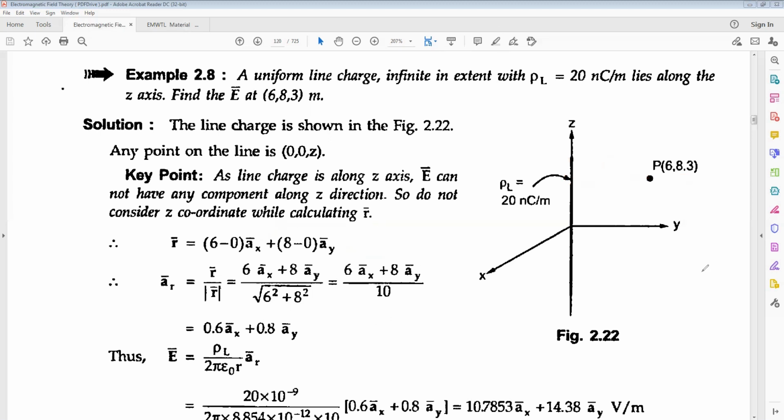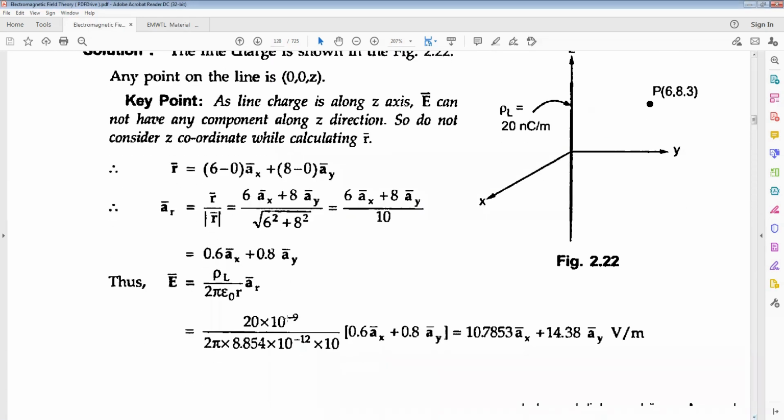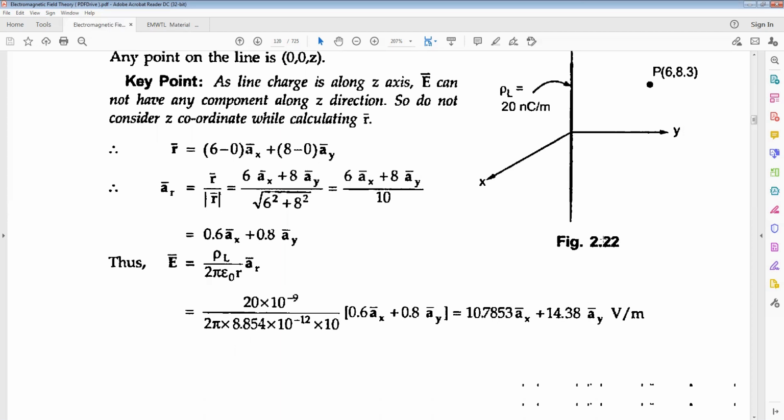Then you can substitute E bar is equal to rho L. What is rho L given? 20 nano, 20 into the power of minus 9, 2 into pi, epsilon naught is 8.854 into the power of minus 12. And R is here the 10 value. So actually the R square, to find the electric field intensity, for the normal point charge. What is for the infinite line charge? The value is R only. The R is 10. And AR bar 0.6 into AX bar plus 0.8 into AY bar. Simplify this function. You'll get the coefficient of AX and the coefficient of AY.